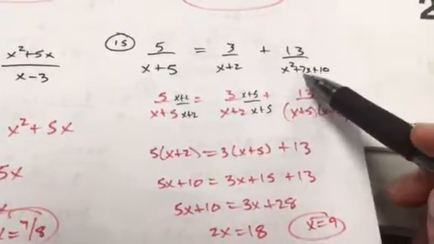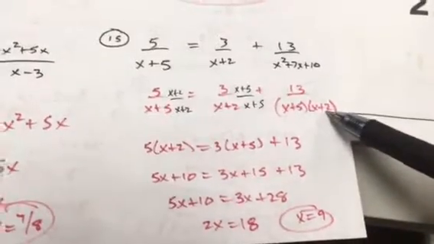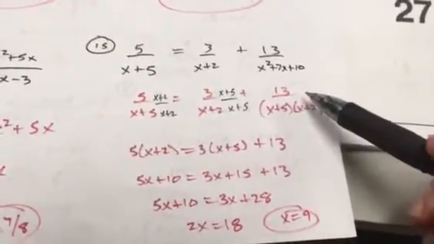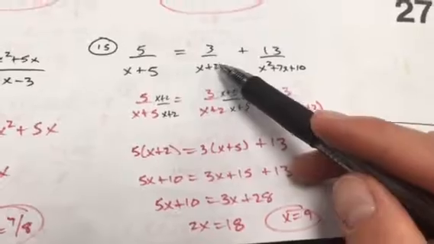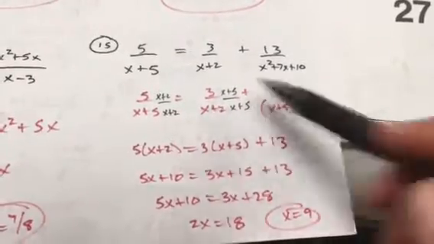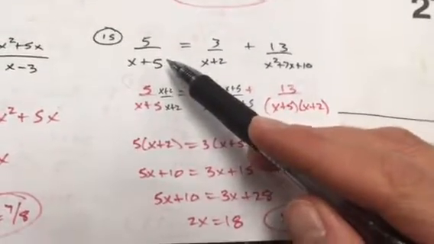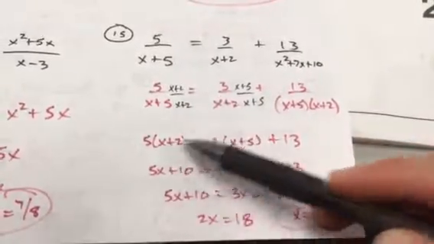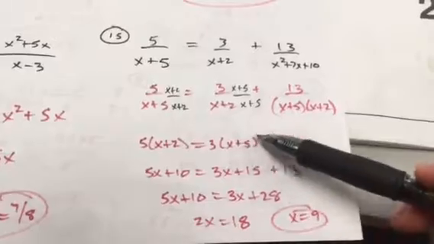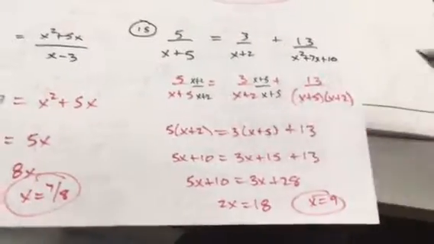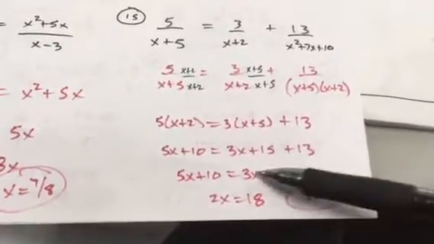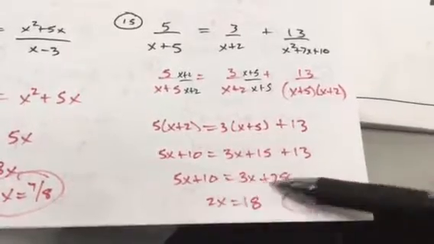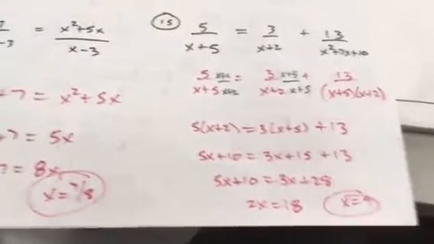Guys, you got to factor on this one. Multiplies to 10 and adds to 7. X plus 5, x plus 2. That is the common denominator. So if this guy has an x plus 2, it needs x plus 5 over x plus 5. If this one originally has the x plus 5, it needs x plus 2 over x plus 2. 5 times this quantity equals 3 times this quantity plus 13. Use distribution, combine like terms over here. Subtract 3x from both sides, subtract 10, 2x equals 18, x equals 9.